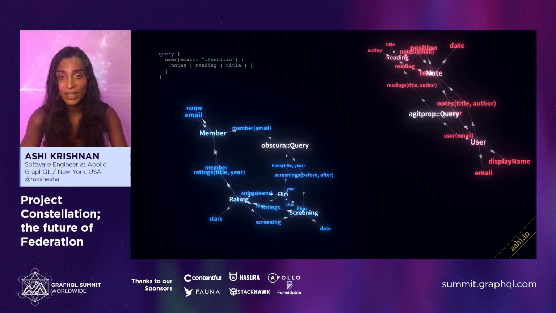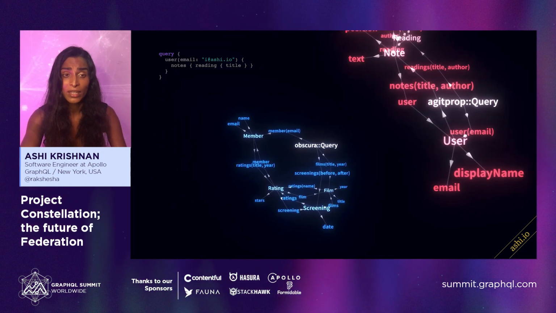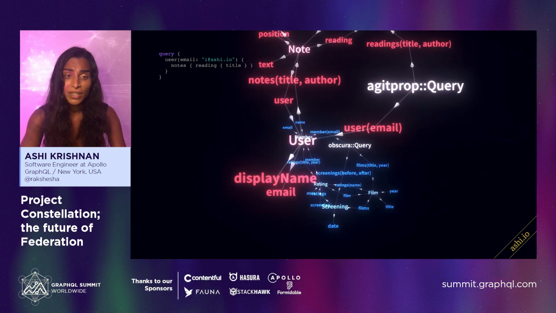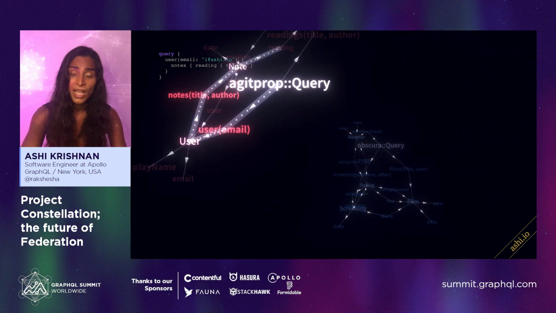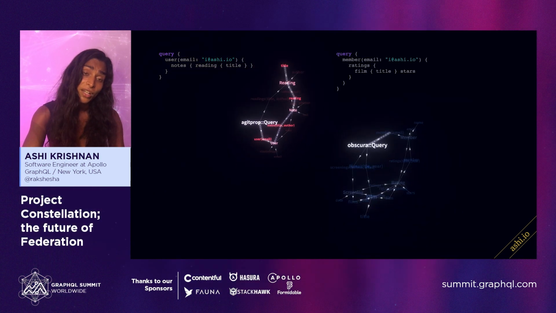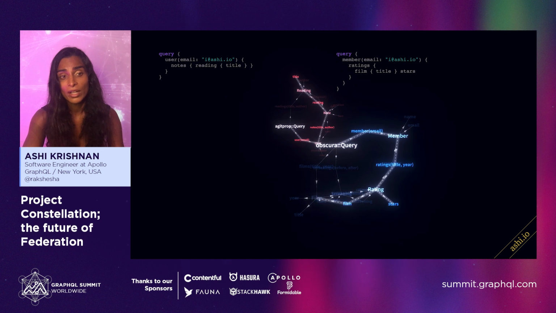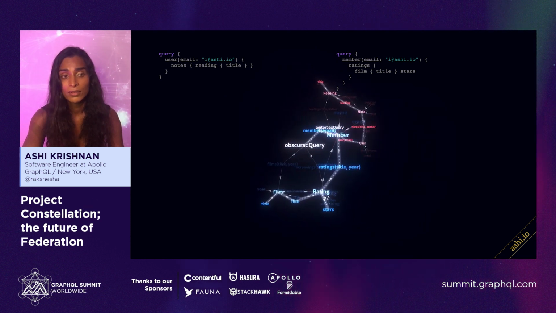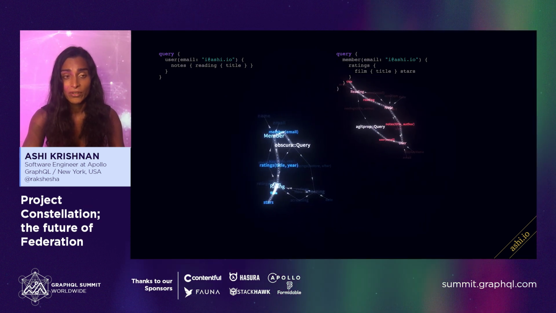But since they're disconnected, we have to join the data manually. To get all the readings I've taken notes on, I'll query agitprop. And then to get my film ratings, I query obscura. Then we glue them together in the front end.